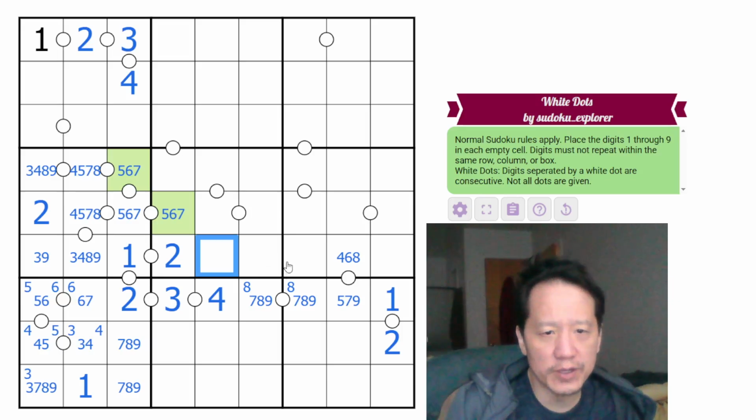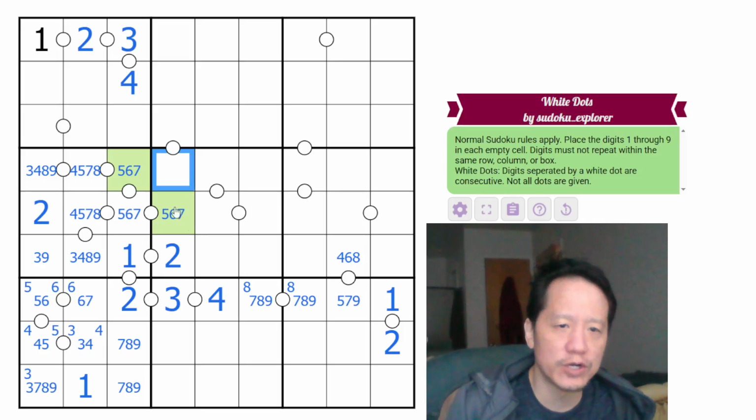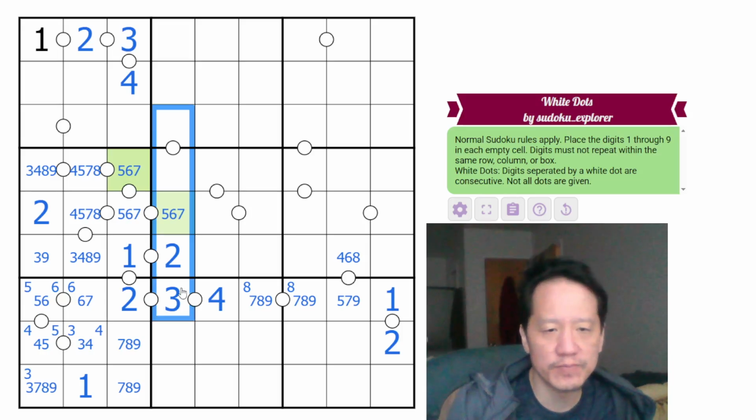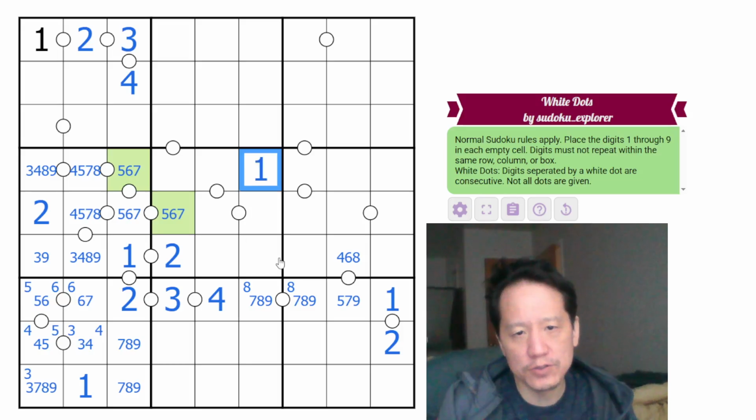Where can 1 be, actually? 1 cannot be here in this box. 1 can't be any of these because they must be consecutive with something in the box, but the problem is that 2 is already in the box, so therefore that can't be 1. And if this were 1, that would be consecutive with only 2, but we already have a 2 in the column. So 1 cannot be any of these, therefore it must be here. So this is 1.